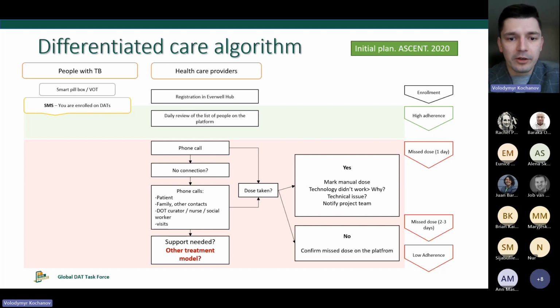And if non-adherence continues after day 2, day 3, then probably another type of support is needed for the patient. Probably social support could be added, probably psychological support is needed, and lastly, probably the technology is not suitable for this patient, and maybe we need to change the treatment model.